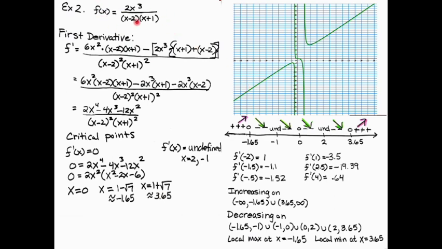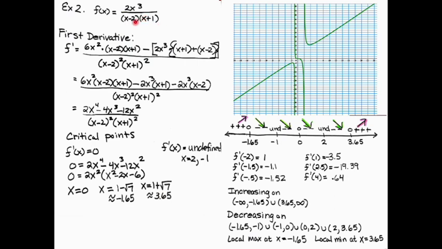So here's our original function. Using the quotient rule, I found the derivative. I want to take the derivative of the top, which gives me 6x squared, times the bottom, so that's the x minus 2, x plus 1. Then I want to subtract the derivative of the bottom times the top.